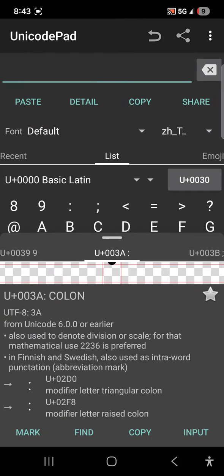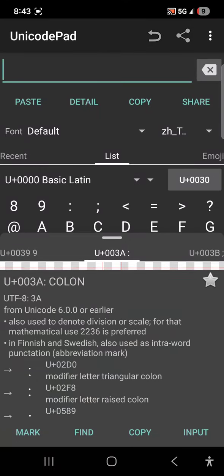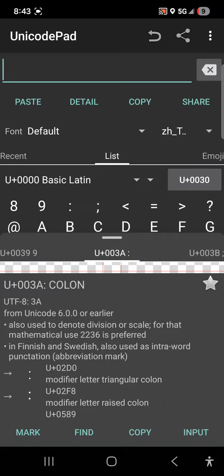This is colon. It is used when you're saying something, but you have to add a little description of what you're talking about. It's also used to denote division or scale for mathematical use. In Finnish and Swedish, it is also used as an abbreviation mark.